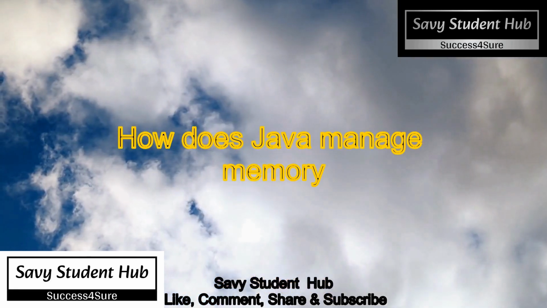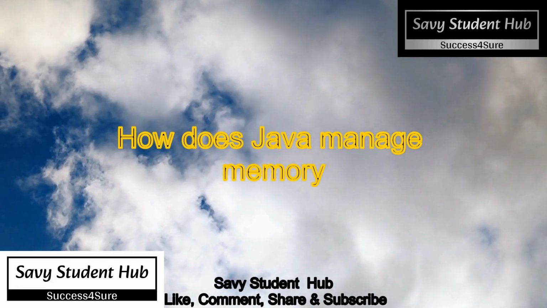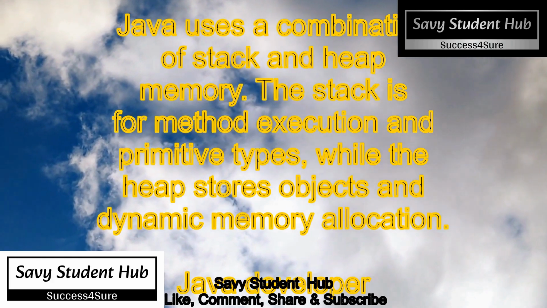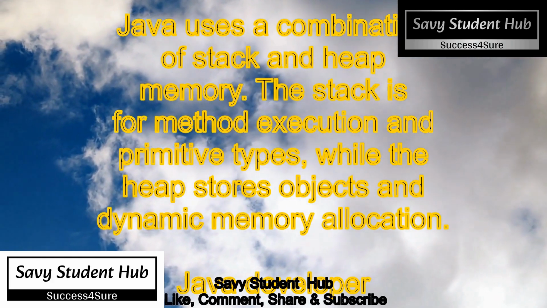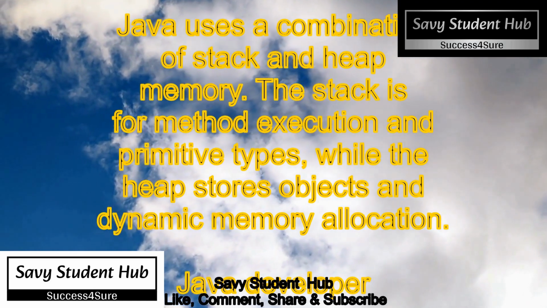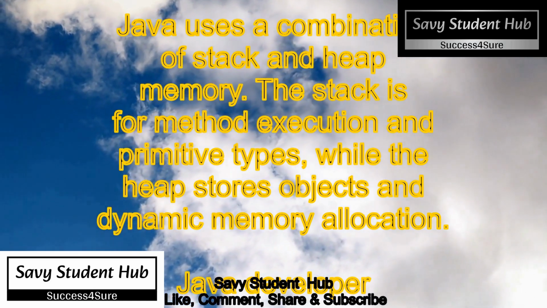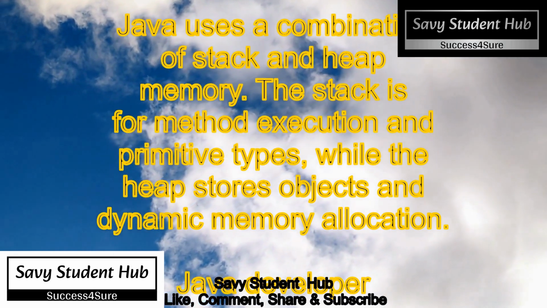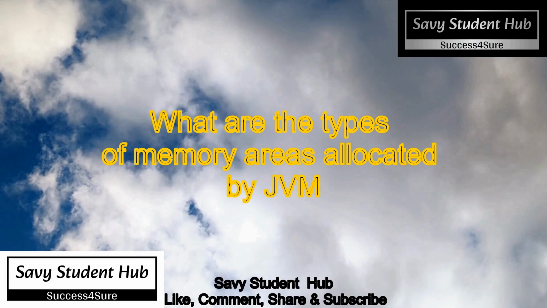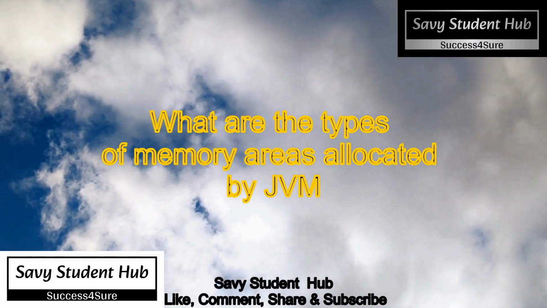Java uses a combination of stack and heap memory. The stack is for method execution and primitive types, while the heap stores objects and dynamic memory allocation. What are the types of memory areas allocated by JVM?